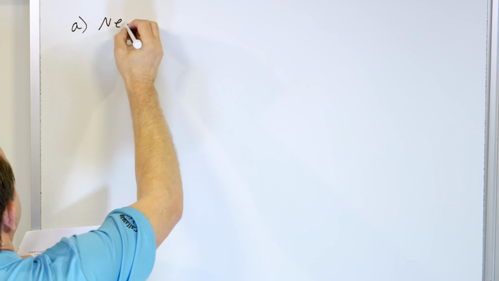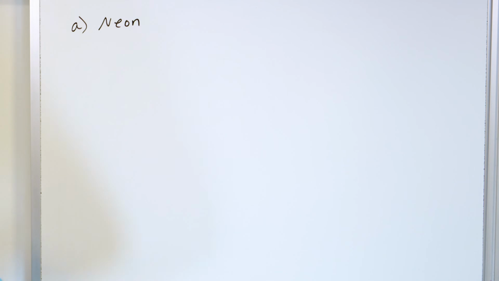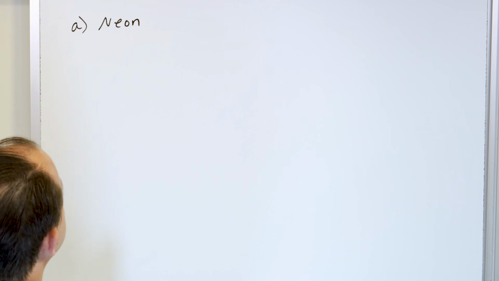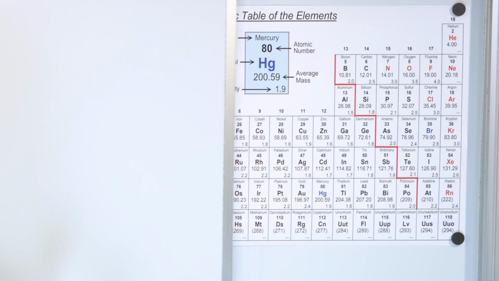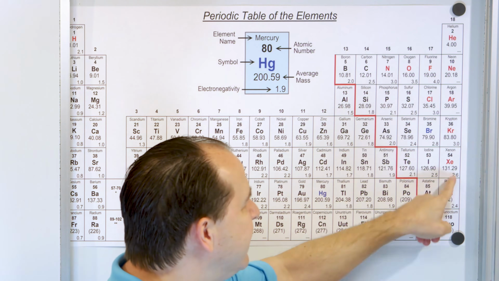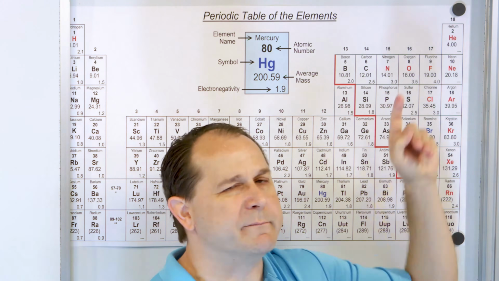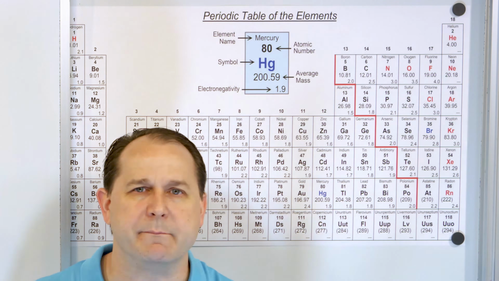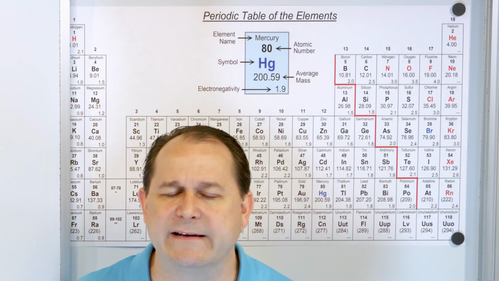What about neon? Does this exist as an atomic entity or a molecule? Well, neon is over here. It's one of the noble gases, and because it's a noble gas, we know it does. Anything in this column really doesn't bond with anything. Even helium doesn't bond with itself. It's not one of the diatomic molecules.